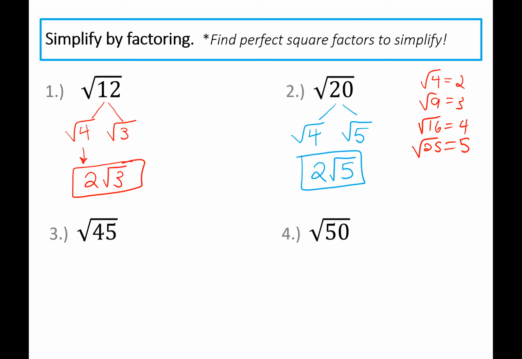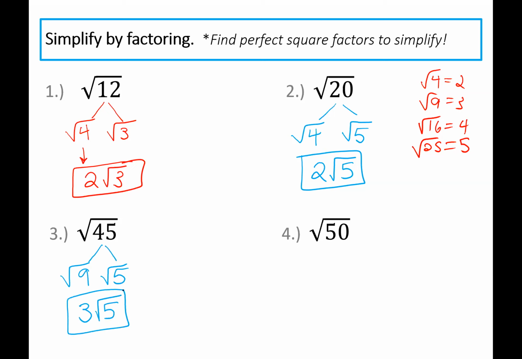All right, number 3. This is the square root of 45. Okay, so we can't use 4 for that one. Let's look at our list. Looks like 9 is a good option. So the square root of 9, that's going to be a good factor we can use to break down 45. So 45 is equal to 9 times 5. So we can write this as the square root of 9 times the square root of 5. The square root of 9 is 3, so we can just write 3 square root of 5.